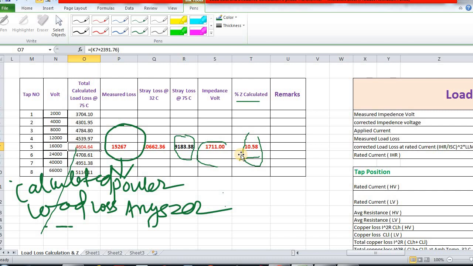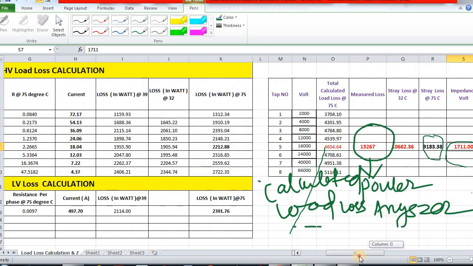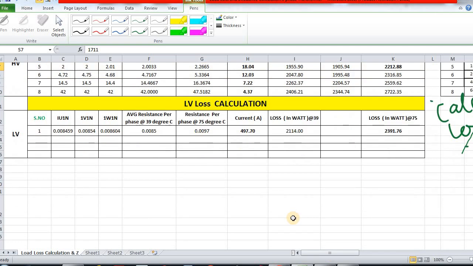This is the percent impedance, and this is the impedance voltage. In this way you can calculate the load loss of the transformer.